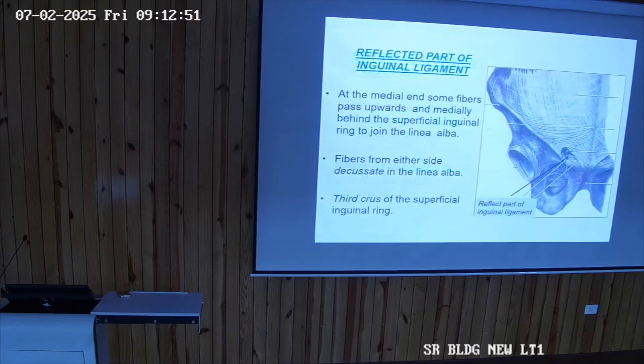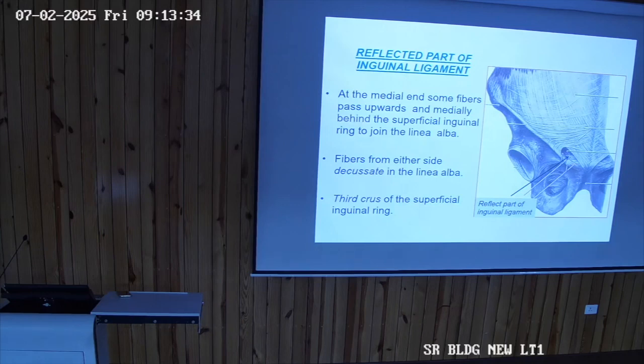Then the third reflection or third extension of the inguinal ligament is the reflected part of the inguinal ligament. You can see some of the fibers from the inguinal ligament going backwards, upwards and medially towards the linea alba. At the medial end, some fibers will pass upwards and medially and join the linea alba. How are they related to the superficial inguinal ring? You can see this is the superficial inguinal ring, which is present above and lateral to the pubic tubercle. So they are related to that.